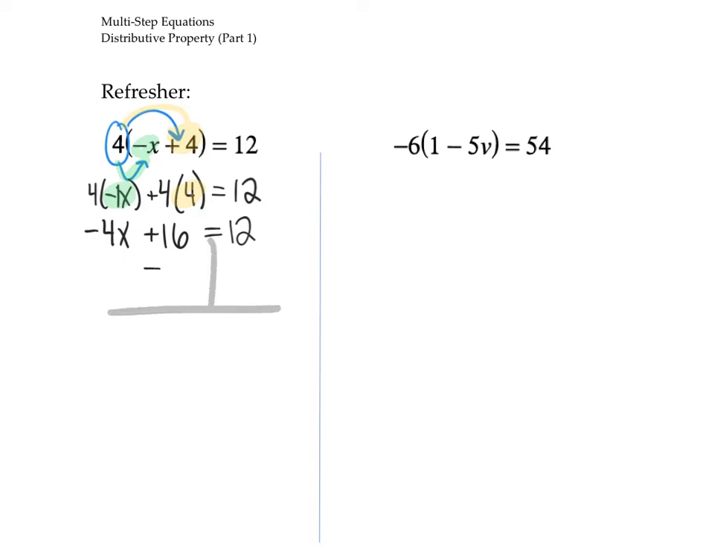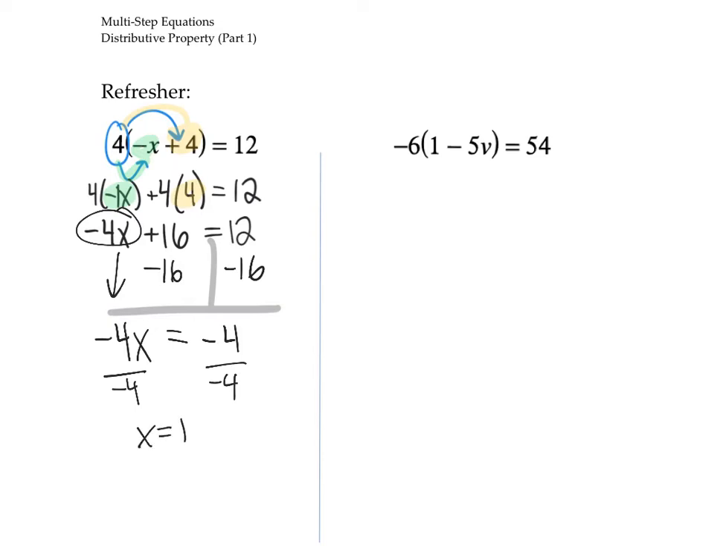So I can go ahead, subtract 16 from both sides, bring down that negative 4x. 12 minus 16 is negative 4. Divide by negative 4 on both sides. x is 1. So all we're doing is we're distributing the number, the coefficient that's on the outside, and then solving our equation. So I'd like you guys to try this one, and I'm going to ask you to pause it, and I will show my answer in 3, 2, 1.